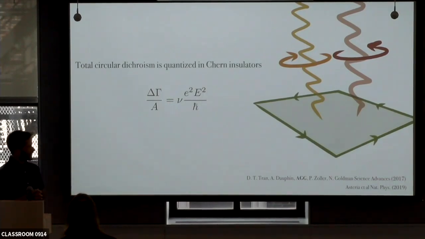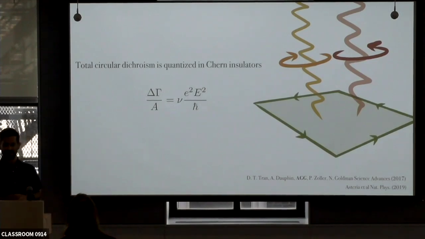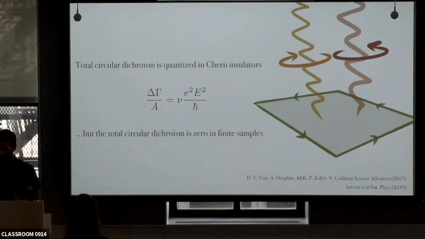Now the thing is that if you actually do this driving to a whole finite system, you would actually get 0. So the total circular dichroism is 0 in finite samples. So let me prove this to you in two different ways. You can see this either in real space or in energy space. So let's see in real space how this works.